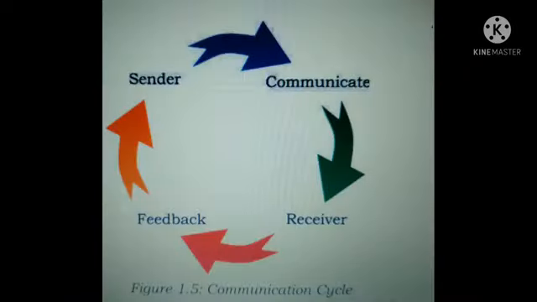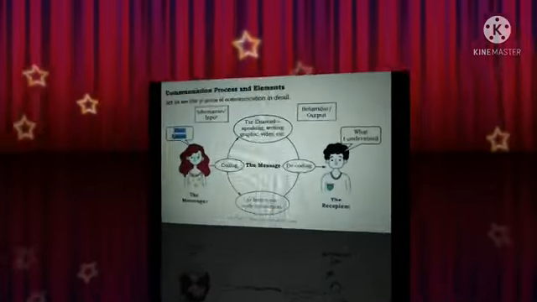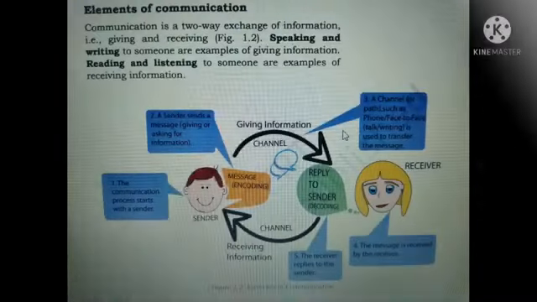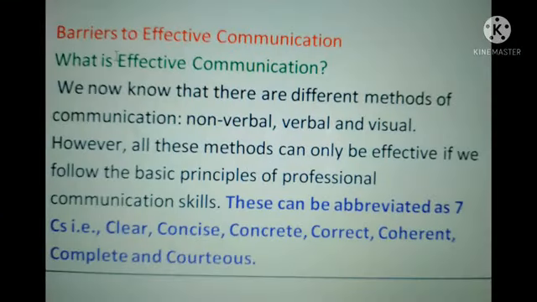Now let us go to effective communication. What is effective communication? We know that there are different methods of communication: non-verbal, verbal and visual. However, all these methods can only be effective if we follow the basic principles of professional communication skills. These can be abbreviated as the 7 C's: clear, concise, concrete, correct, coherent, complete and courteous.